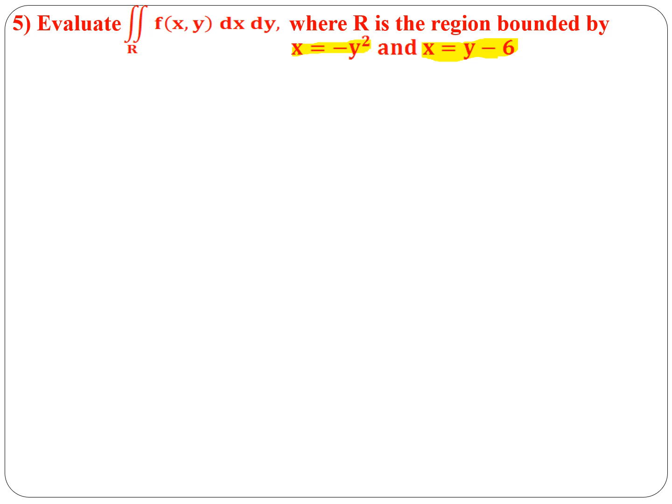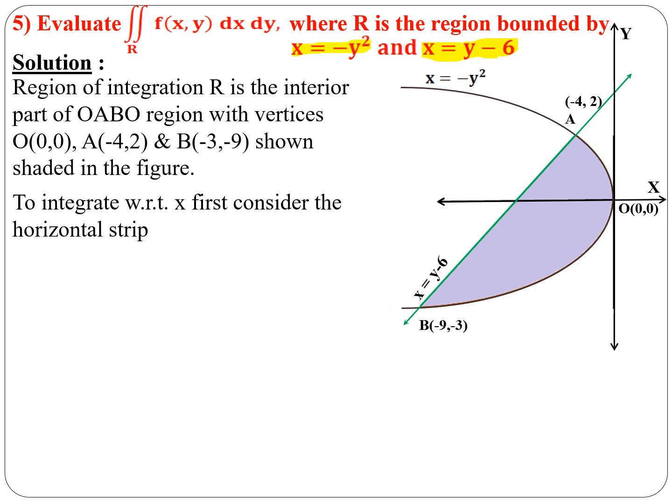Okay, so how will we draw it on the x-y plane? The first curve is x equals minus y square, which is a parabola symmetric about the x axis, but it goes to the negative side. And the second is x equals y minus 6.